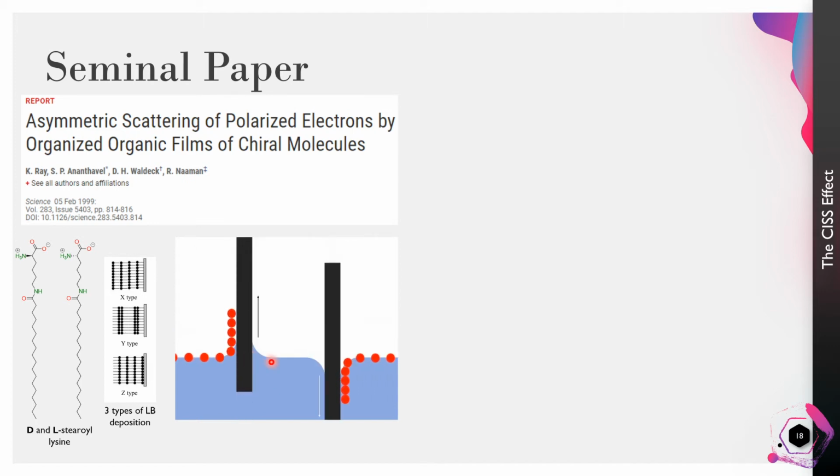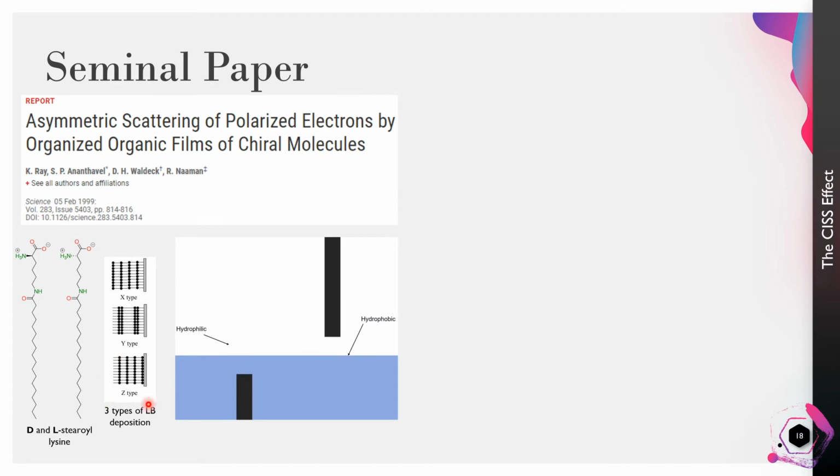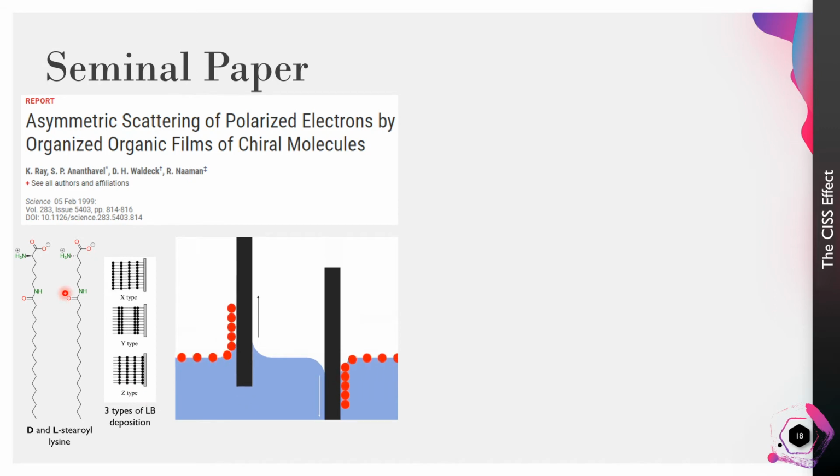And as you can see in this little animation, you're able to get very structured, organized layers, and you're able to maintain a very good consistency between the layers. They did specifically the Z-type deposition, which allows for these hydrophilic heads to all be oriented in the same direction towards the gold substrate.